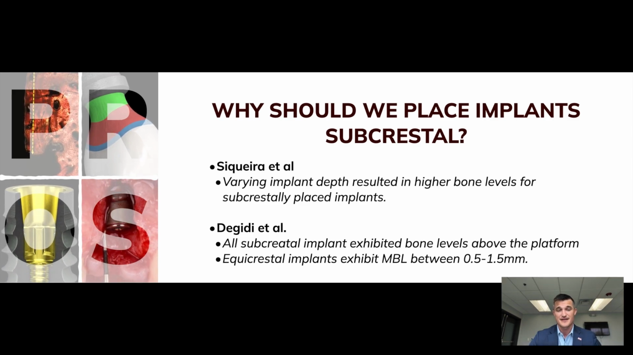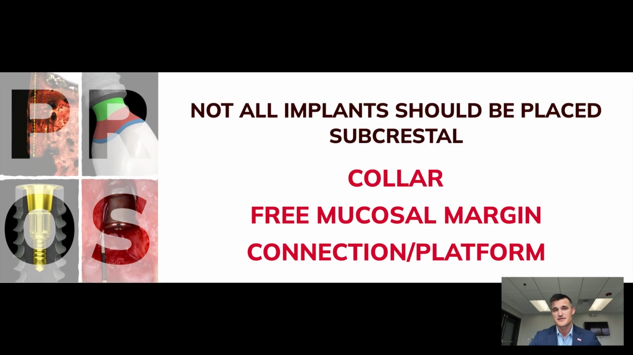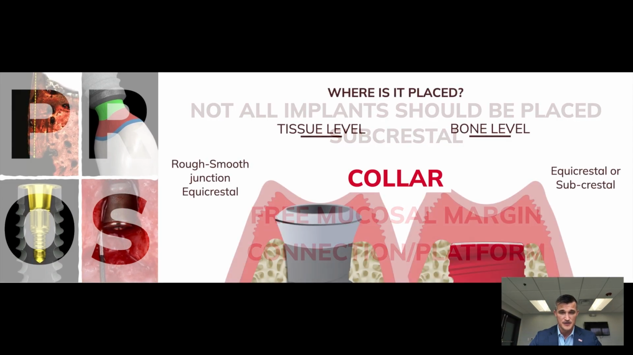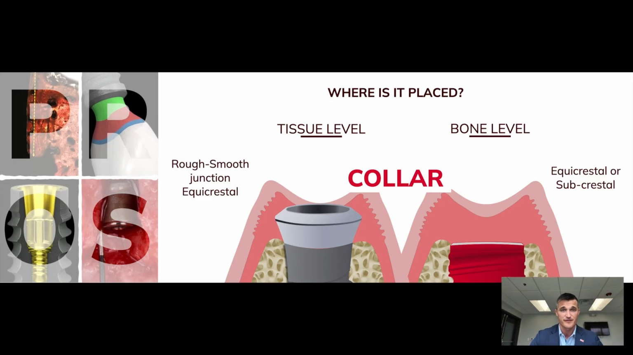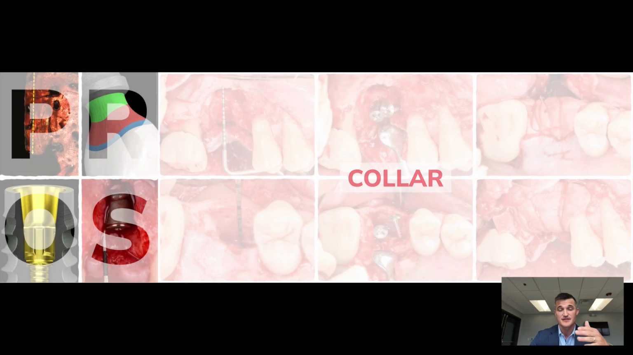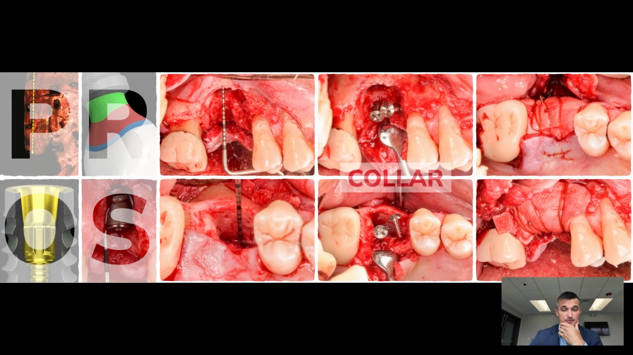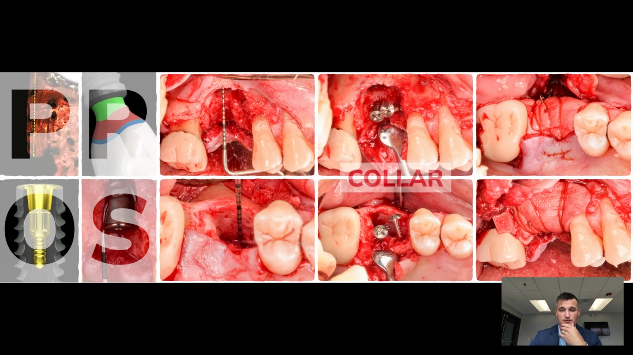You look at these studies by Sikera and DeGidi, showing very much that there's higher marginal bone levels on subcrestally placed implants. But it depends on a few things. It depends on the collar. So tissue level implants should not be placed subcrestally. You can see here the rough to smooth junction on a tissue level implant should be placed equicrestally, and this is supported by systematic reviews by Dr. Mohammed Saleh. Whereas bone level implants can be equicrestal or subcrestal, ideally slightly subcrestal.